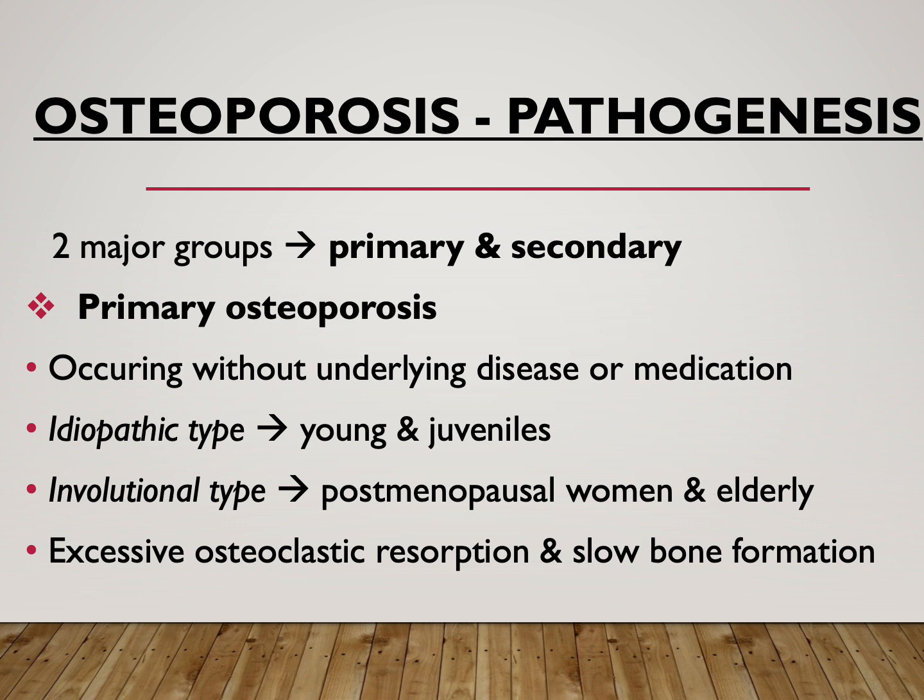So first is primary osteoporosis. It occurs without any underlying disease or medication. It is again of two types. One is idiopathic type and other is involutional type. Idiopathic type is seen in young people and juveniles, while involutional type is seen in postmenopausal women and elderly people. So there will be basically excessive osteoclastic resorption and slow bone formation.